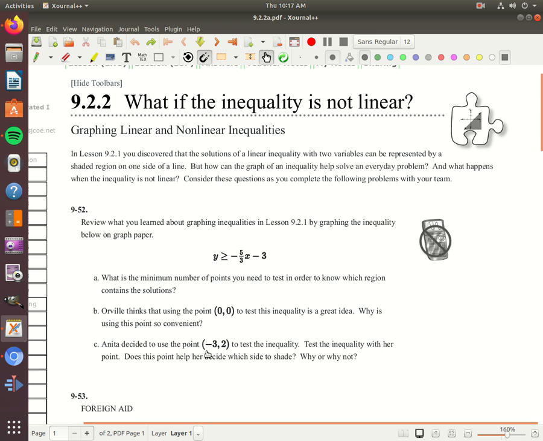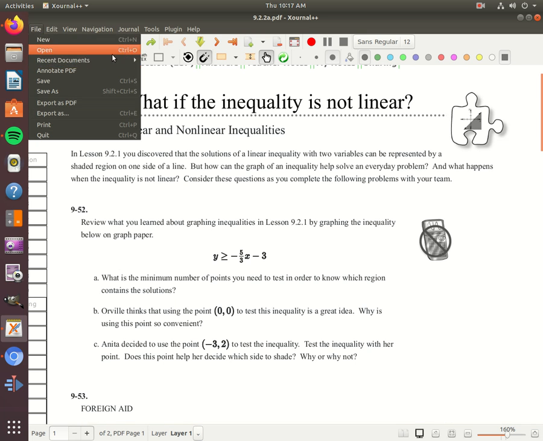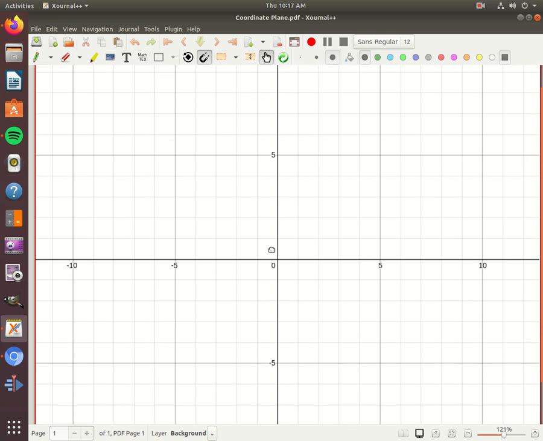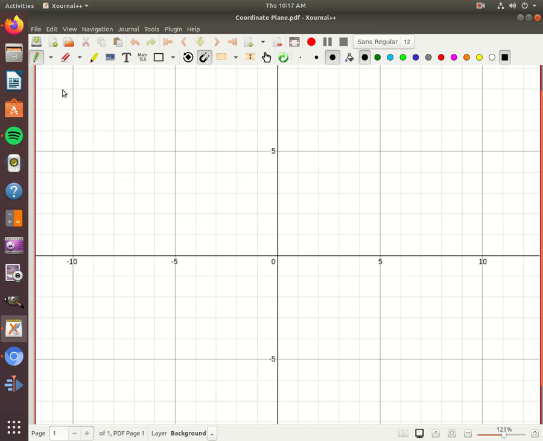Again, I'm going to go over to the coordinate plane. I have these questions jotted down on the side, and I'm going to go through all three of them before I return to problem 953. So I'll try this and see if it allows me to do it this way. So again, we're doing problem 952.